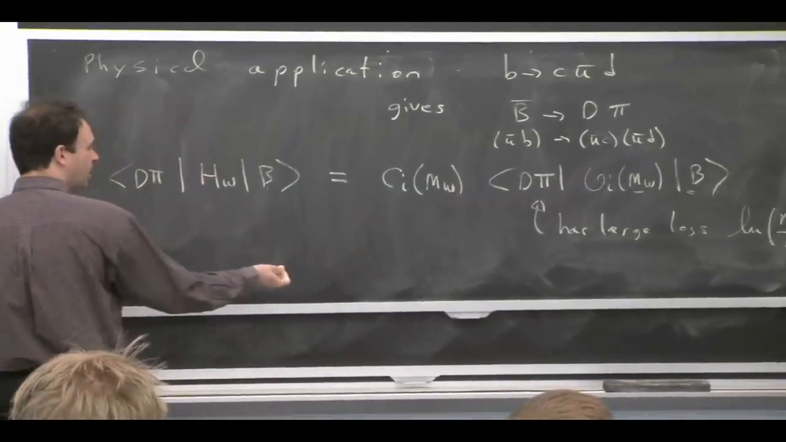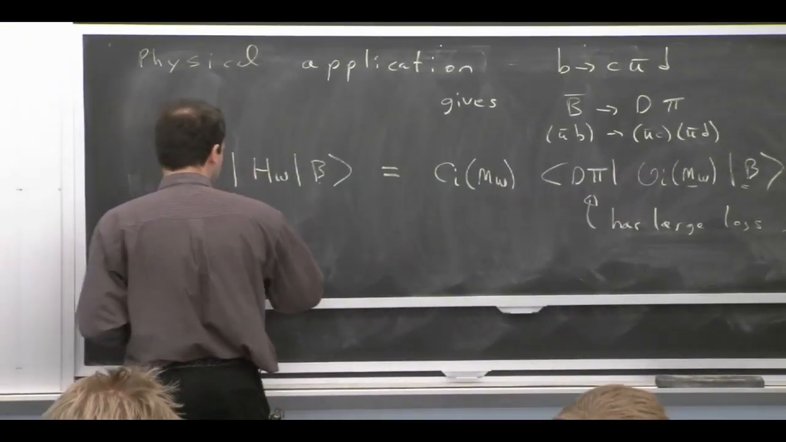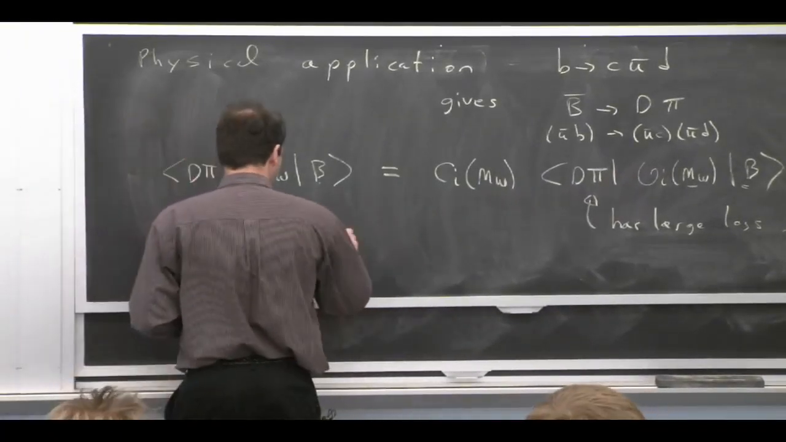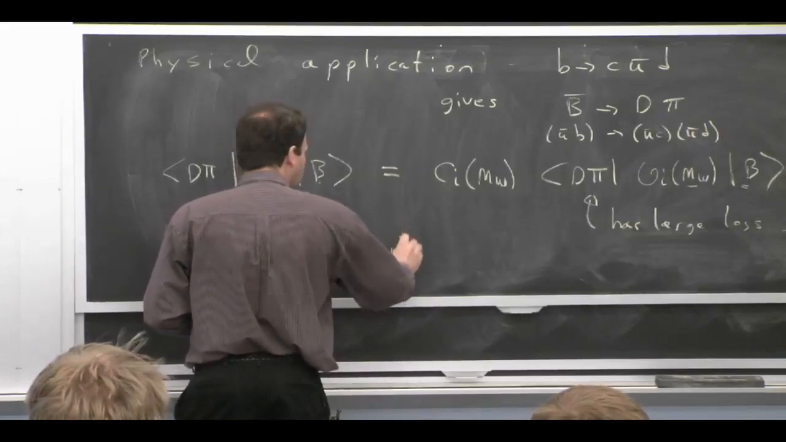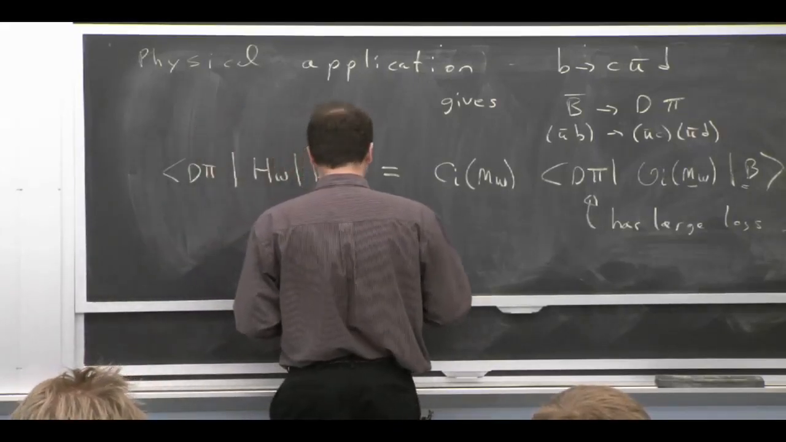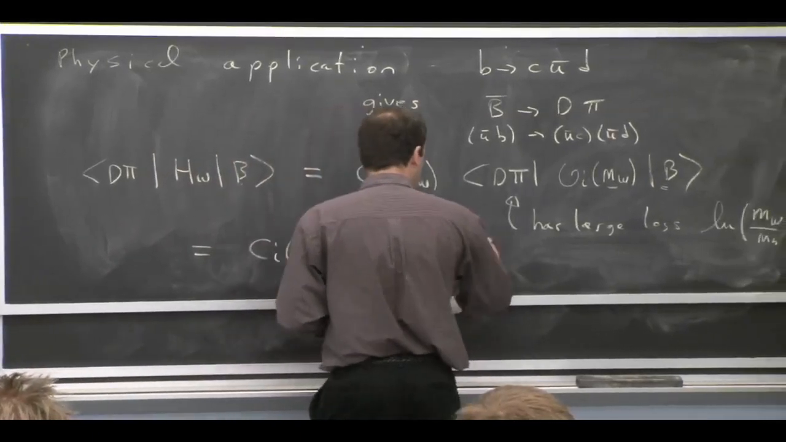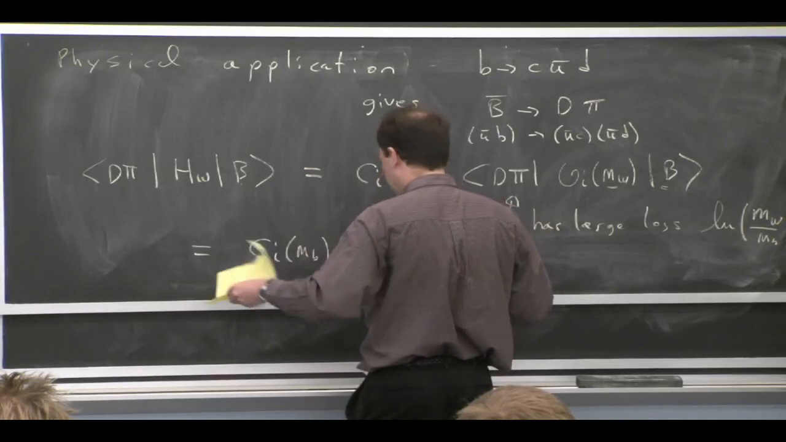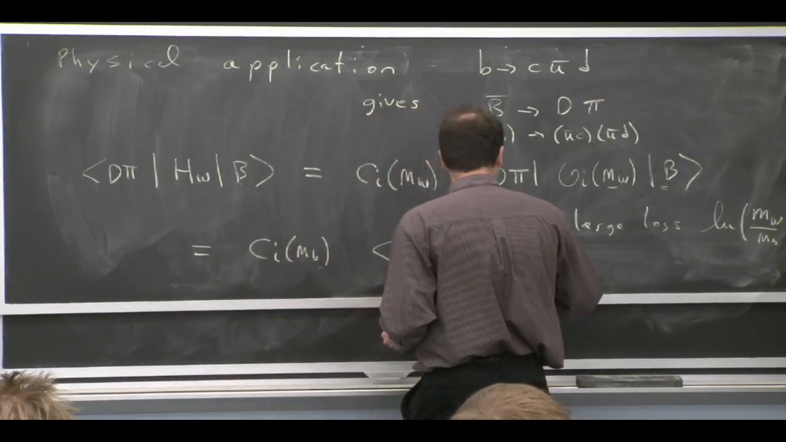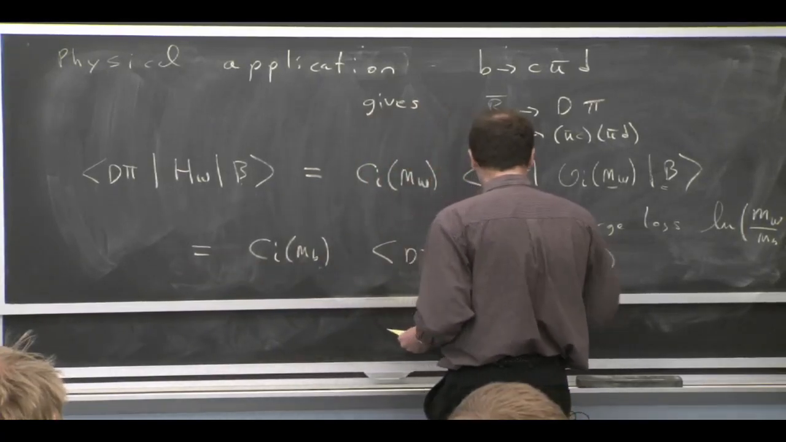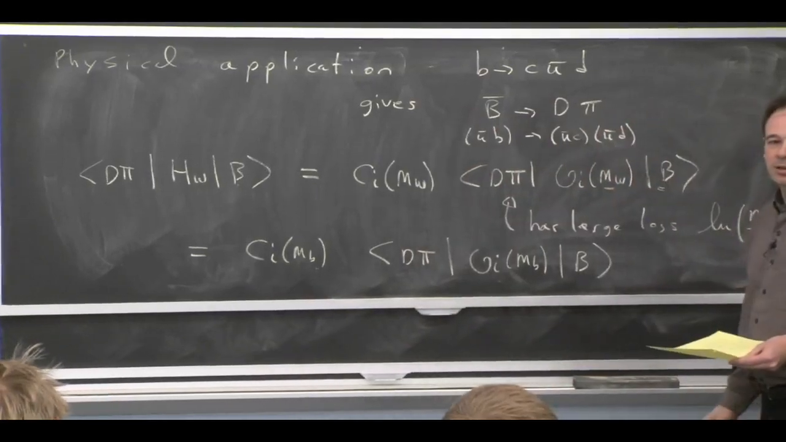So what we do instead is work in the renormalization group improved version, where we take this down at the scale m_b. So this includes the renormalization group evolution. We use our results over there. And then we've got the operators at the scale m_b, and there's no large logs.